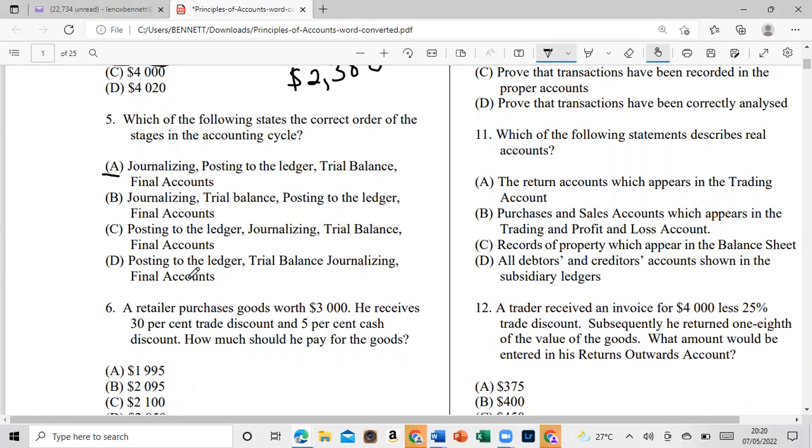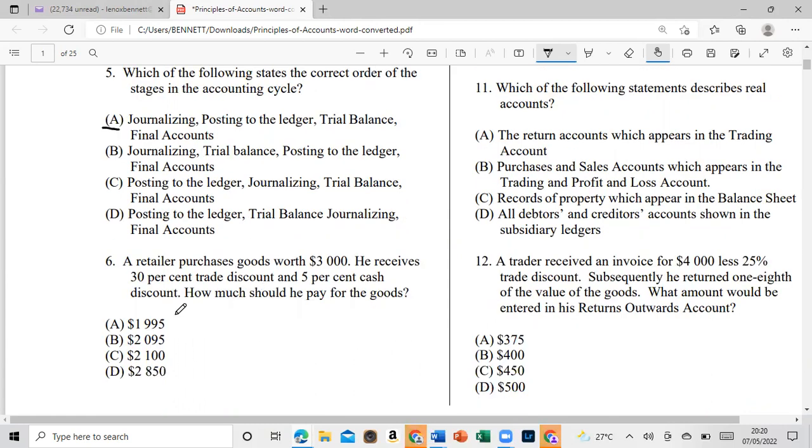Let's move on to number 6. A retailer purchased goods worth $3,000. He was given a 30% trade discount and 5% cash discount. How much does he pay for the goods? All right, so let us calculate that.